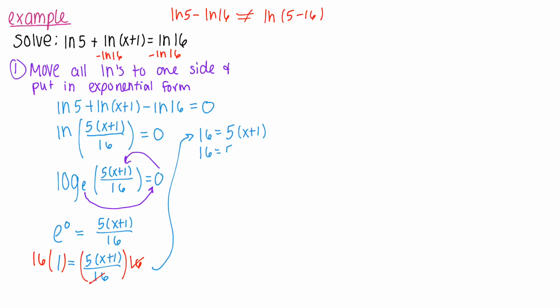Distribute, so 5x plus 5. Subtracting 5 on both sides, we'll get 11 is equal to 5x. Divide both sides by 5, and you'll get x is equal to 11 over 5. So all we need to make sure is that it's okay here, because that's the only place that would possibly have an issue, because that's the only place x is inside of a logarithm. 11 fifths plus 1 is going to give you 16 fifths, which is positive. So this is a good answer.